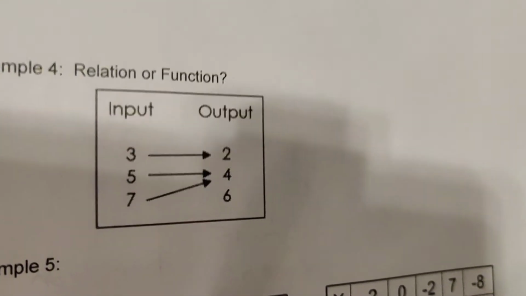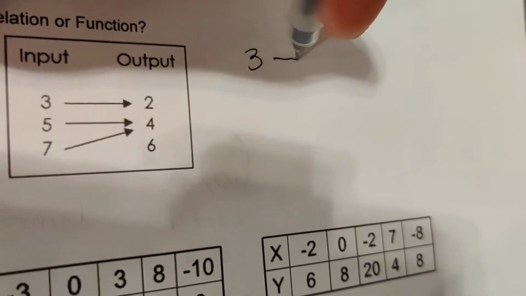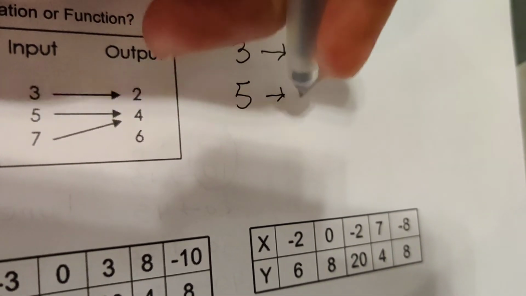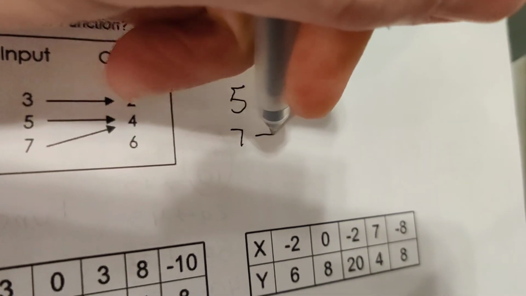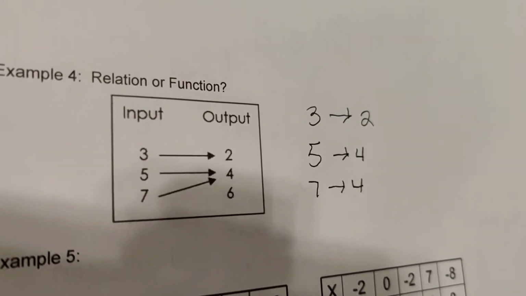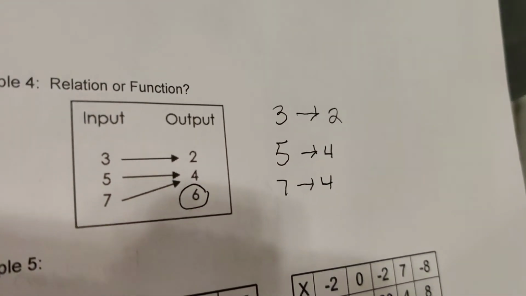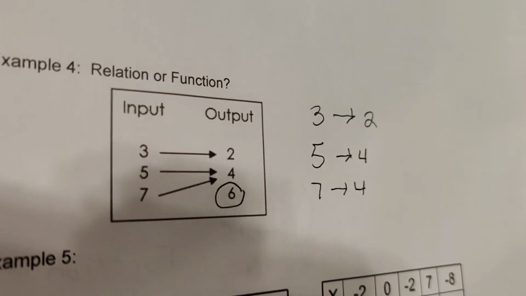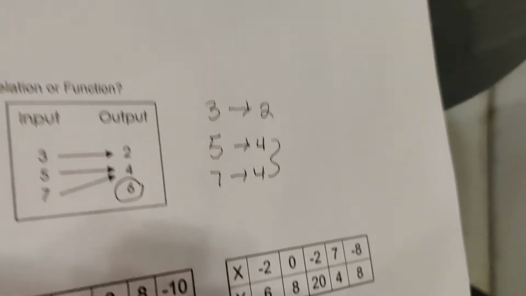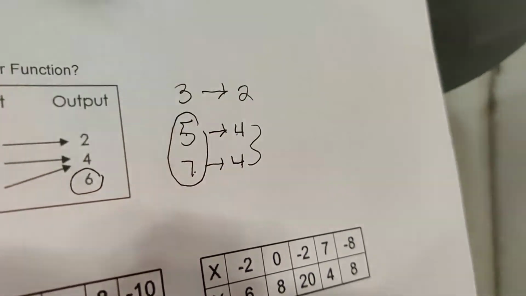4, it's out of order. All right, we have the input of 3 gives us an output of 2. We have 5 gives us an output of 4. And 7 also gives us an output of 4. Okay? So again, this example is trying to trick you a little bit. What's the trick here? Well, this output 6 isn't being used. It's just extra information. All right? And we have the same output being used more than once. But these are different inputs, okay? 5 gives us 4, 7 gives us 4, all right?